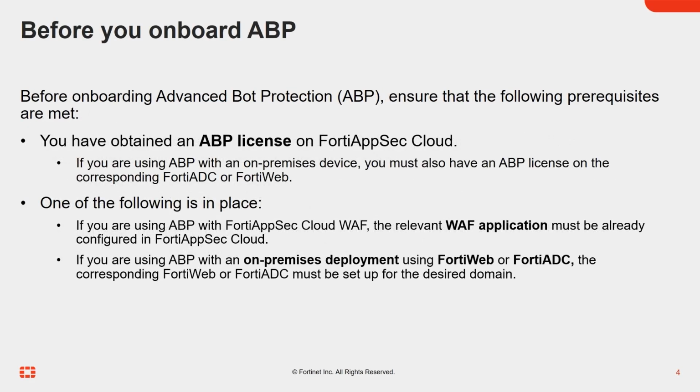Before onboarding Advanced Bot Protection (ABP), ensure that the following prerequisites are met. You have obtained an ABP license on FortiAppSec Cloud, and if you are using ABP with an on-premises device, you must also have an ABP license on the corresponding FortiADC or FortiWeb. One of the following is in place. If you are using ABP with FortiAppSec Cloud WAF, the relevant WAF application must be already configured in FortiAppSec Cloud. Or if you are using ABP with an on-premises deployment using FortiWeb or FortiADC, the corresponding FortiWeb or FortiADC must be set up for the desired domain.